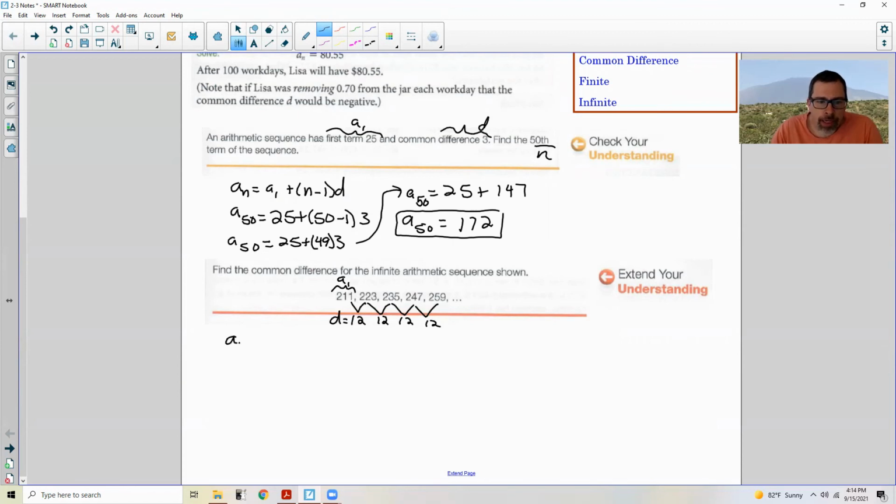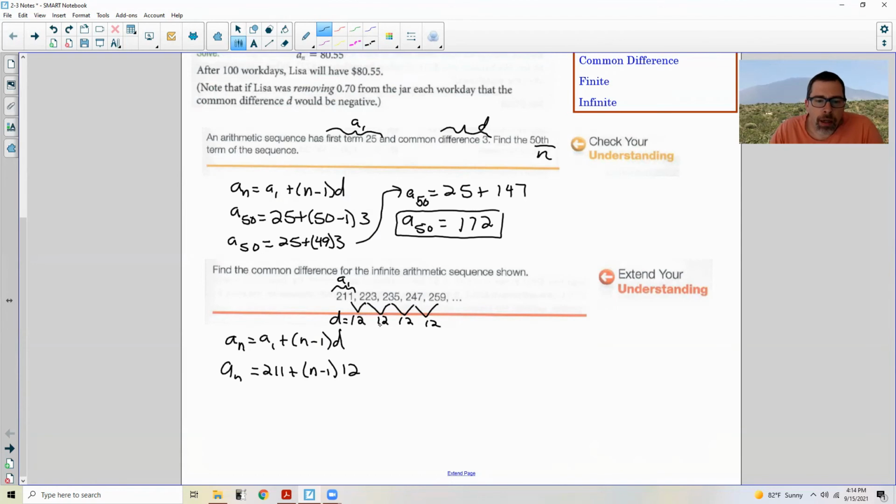So the formula is A sub n equals A sub 1 plus n minus 1 times D. I know A sub 1 is 211, so I'll put that here. And then the number of terms doesn't change. We don't know because it goes on forever. Okay, and it's n minus 1 and times D. So A sub n equals 211 plus n minus 1 times 12. Okay, I just did the whole thing to set it up. And then if we're looking for a number of terms, if I plug in a 2, we should get 223. And if I plug in a 3, we should get 235 and so on.